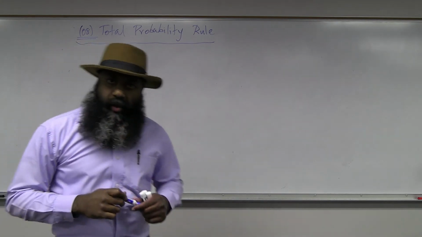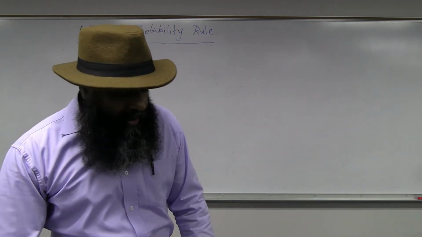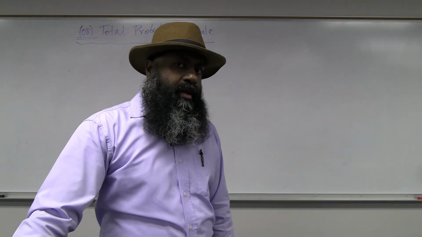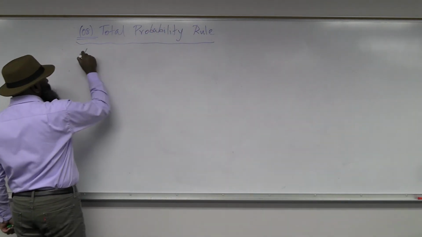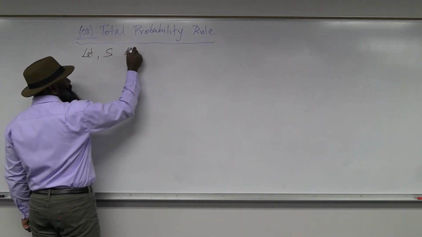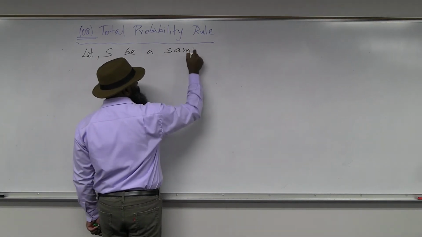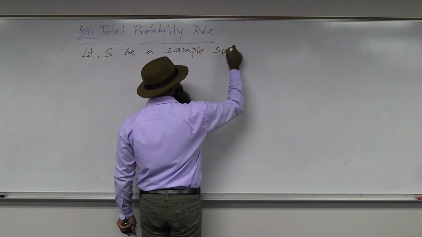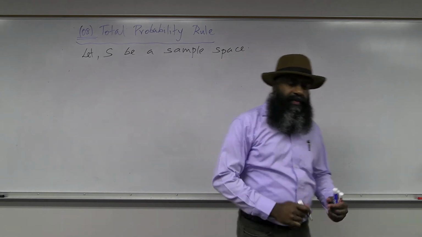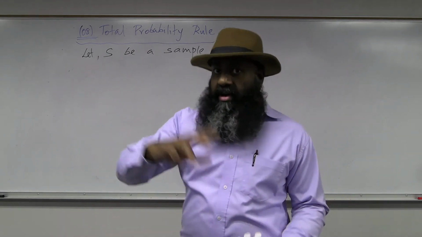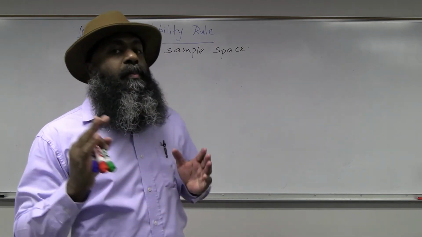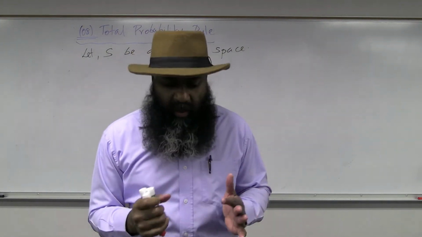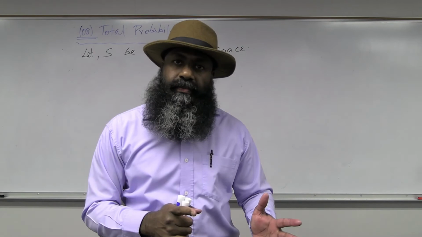The total probability rule is a very interesting concept. Let's see it this way. I will let S be a sample space. You know what a sample space is, right? All possible outcomes of a random variable. And what I'm going to do is partition the sample space into a few subsets.